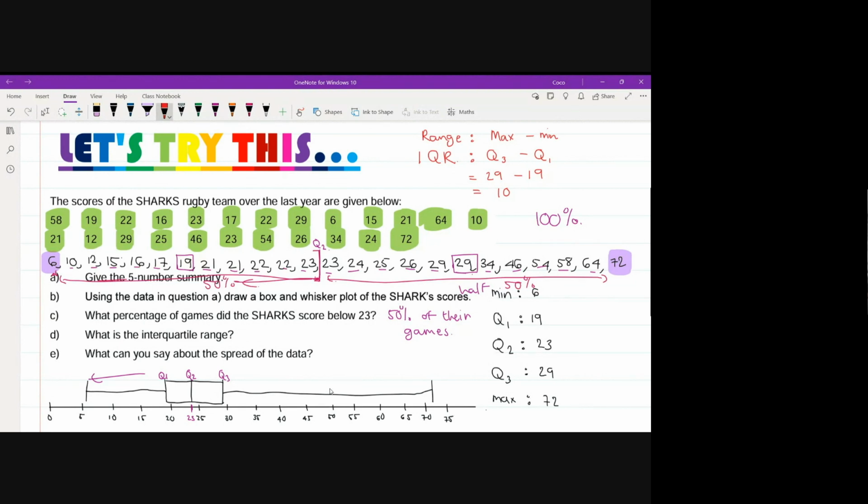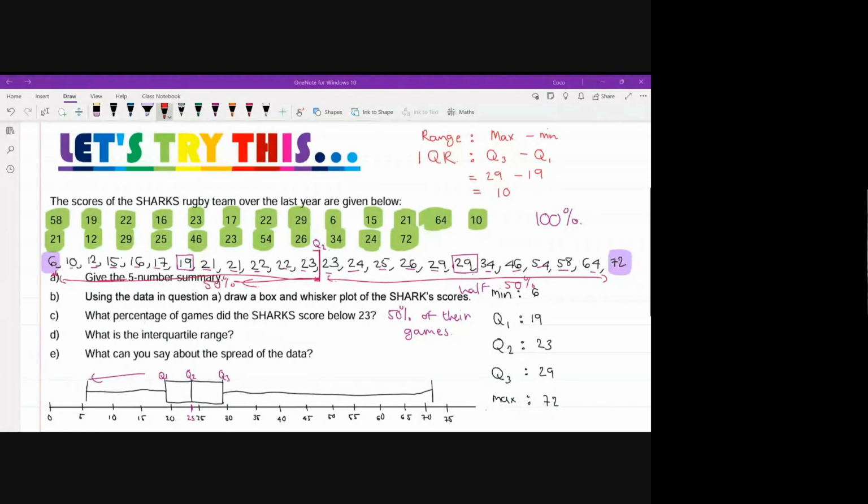Now question E says, what can you say about the spread of the data? Let's look at how this whole box and whisker plot has been set up. Where is most of the information? Is it more to the left or more to the right? Well, you're correct there. I see both. I'm not sure. Okay, Rifumelo, you're not wrong. It is skewed right.